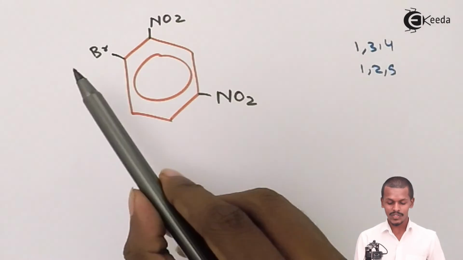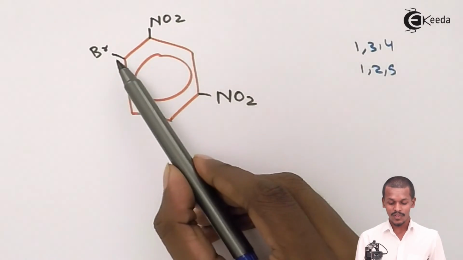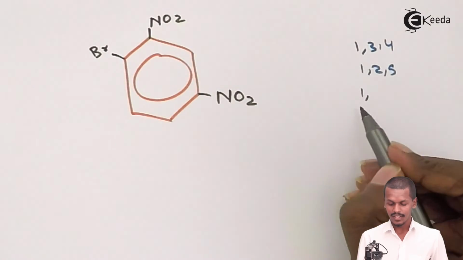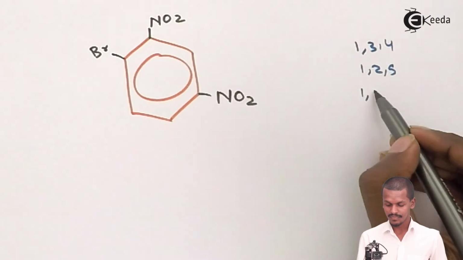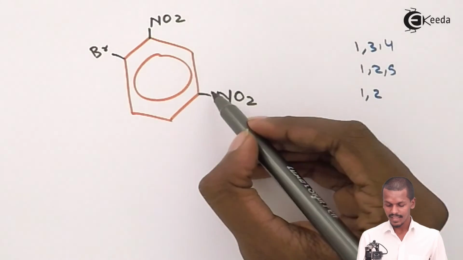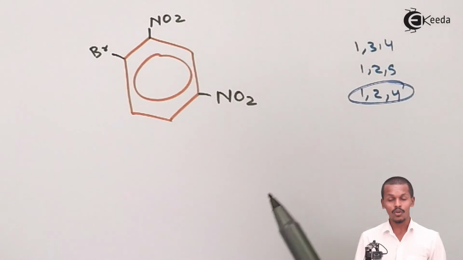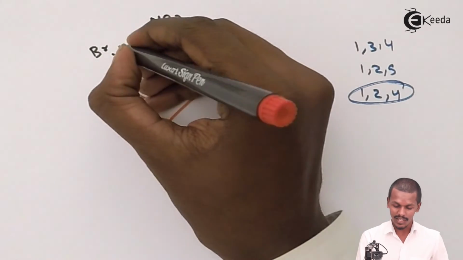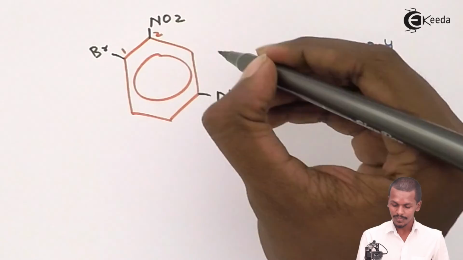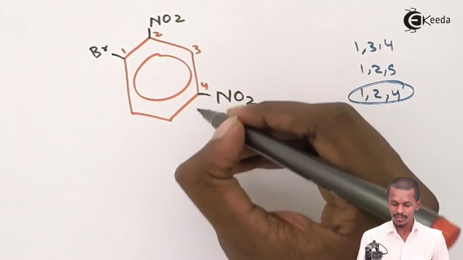And what if we choose this as carbon number 1? Then this is carbon number 2, 3, and this one is 4. Among the options that I have chosen, the least combination that I have got is 1, 2, 4, making the numbering in such a manner that this one is carbon number 1, carbon number 2, carbon number 3, and carbon number 4.